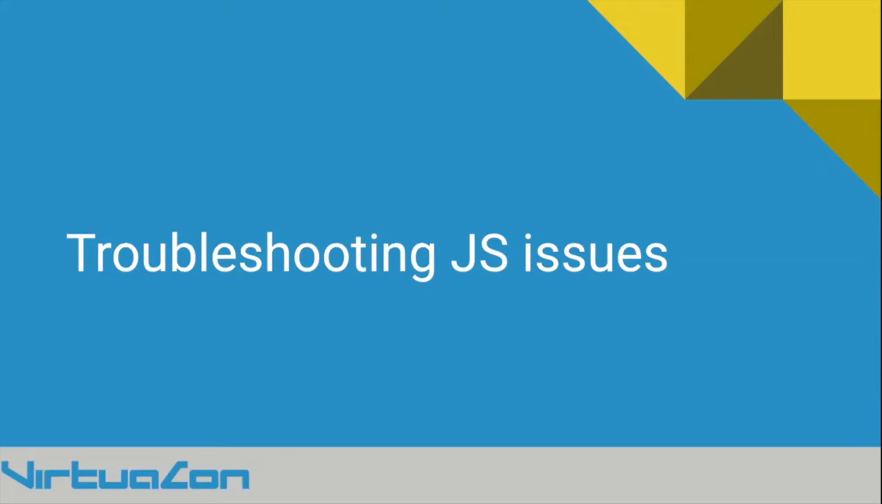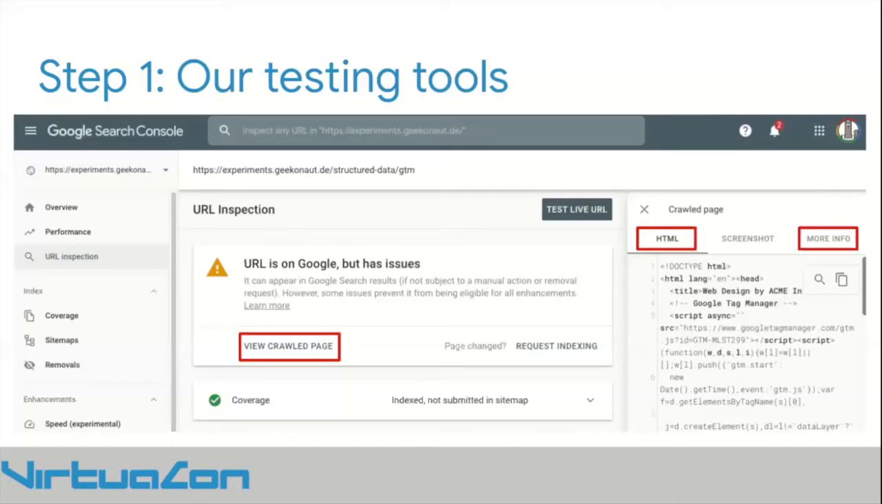But what can you do then? Well, we do have a bunch of testing tools. One is the URL inspection tool inside Search Console, where you can test the live URL, and you can also check what is the actual content that we have in the index by clicking on View Crawled Page. If you click on View Crawled Page, the side panel pops up, and there are three things: the HTML, the screenshot, and more information.